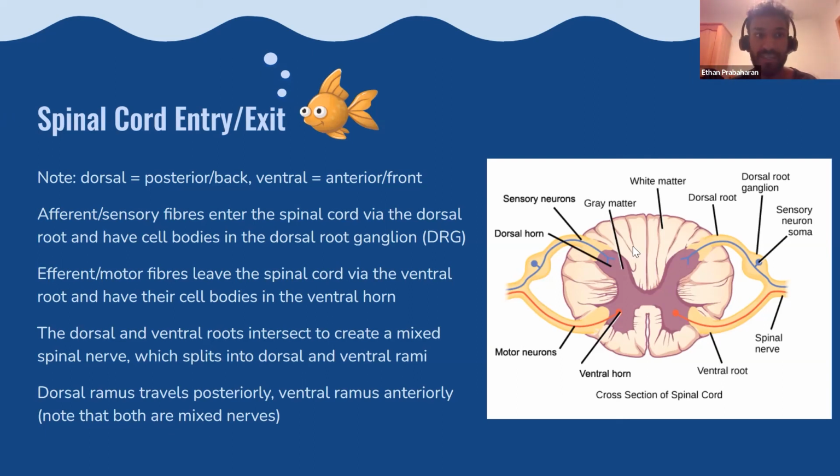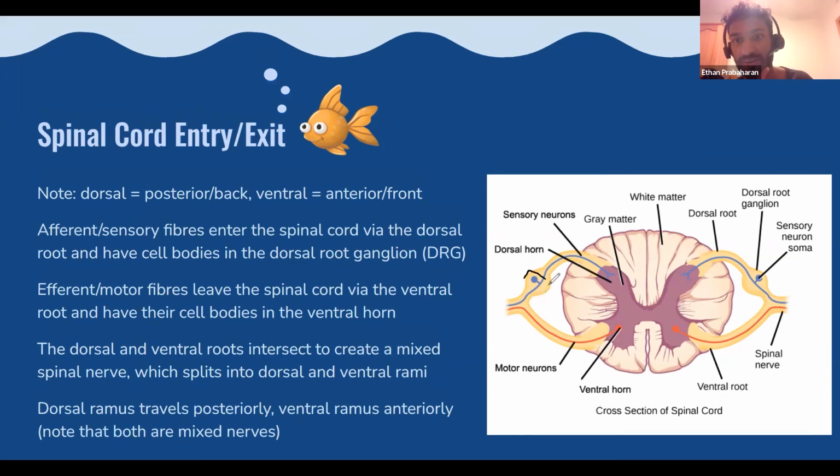So again, reiterating that dorsal means towards the back or posterior, and ventral means towards the front, or anterior is another word for that. Okay, so pretty much your sensory fibers will come and enter the spinal cord via the dorsal root ganglion. This is this little bulge that you see on the side here. So the sensory fibers come into the spinal cord via the dorsal side, so from the back, and they have their cell bodies in this dorsal root ganglion.